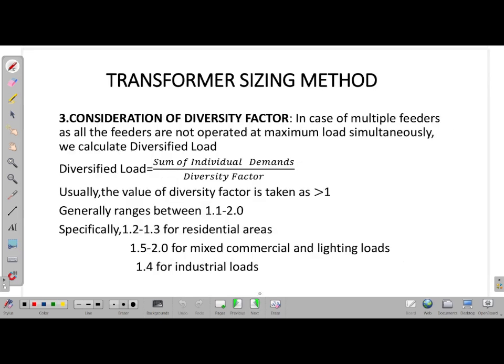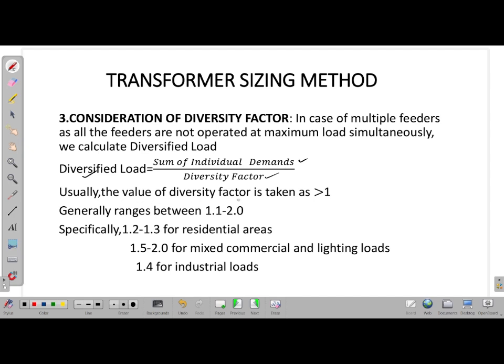The next point is the consideration of diversity factor. If your transformer is connected to multiple feeders, then you have to take another factor that is called diversity factor. Due to that, we take the diversified load. To calculate the diversified load, we take the sum of individual maximum demands divided by the diversity factor.